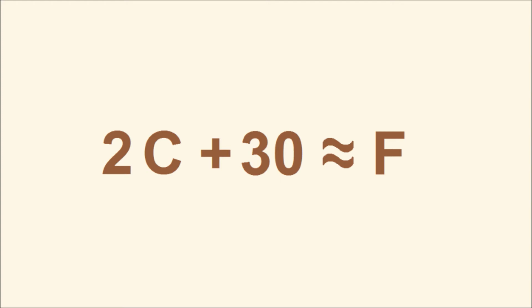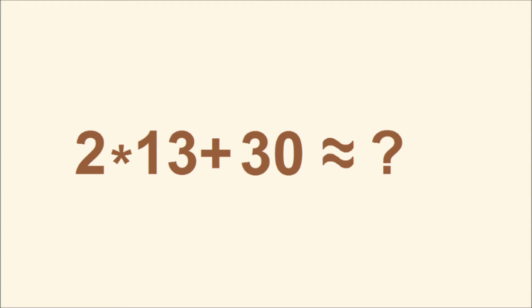Let's test this new method out, shall we? What's 13 degrees Celsius on the salty scale? Double 13 is 26, plus 30 is 56. Done. Do you see how easy that is?